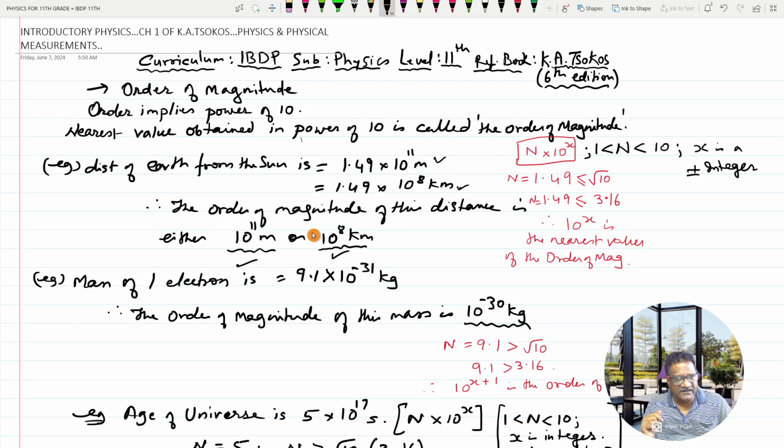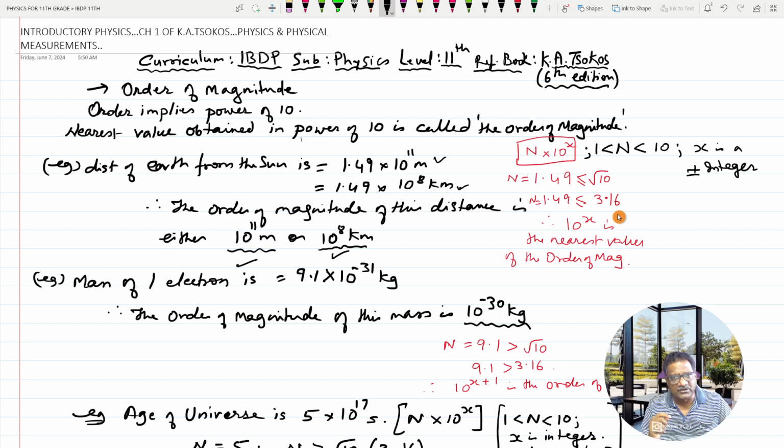Now, here what you have to pay attention to is this number, 1.49 into 10 raised to 11 meter. It is of the form n into 10 raised to x. That is the scientific notation, isn't it? And in this scientific notation, the number 1.49, that is your n equal to 1.49, is less than or equal to root of 10. Root of 10 is 3.16. So you see that 1.49, this n part of the scientific notation, is less than 3.16.